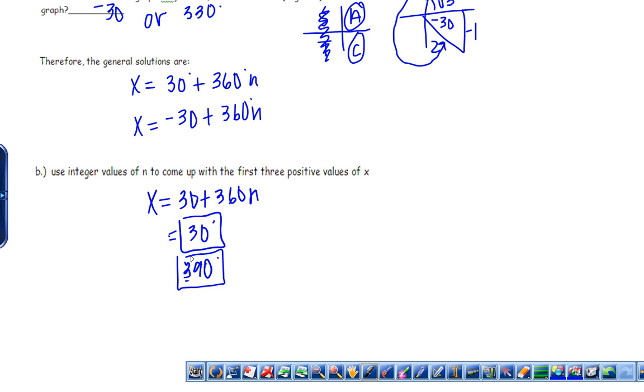That is another answer. If I use my next one, my negative one, I can plug in a 1 and I still get a positive answer. Okay? Those are my first 3 positive answers.